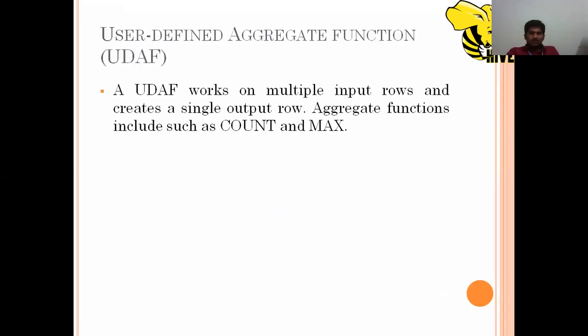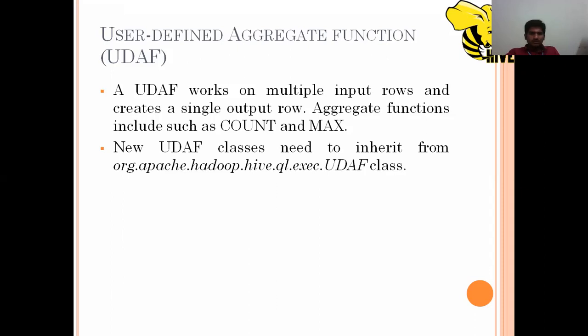So, user defined aggregation functions, the aggregate function. What is this aggregate function? A UDAF works on multiple rows, and it produces a single row of output. An aggregate function includes functions such as count and max.